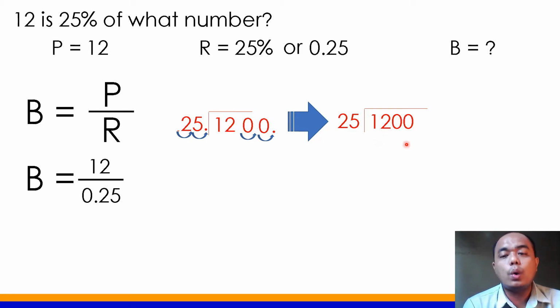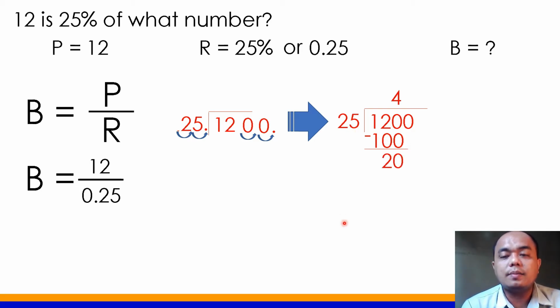Okay? So, 1,200 divided by 25, of course, yung 12 hindi pwede. So, diretso tayo sa 120 class. So, 120 na muna ang i-divide natin sa 25. At ang resulta niyan ay 4. And then, 4 times 25 ay 100. So, yung 120 sa itaas, isa-subtract natin sa 100.